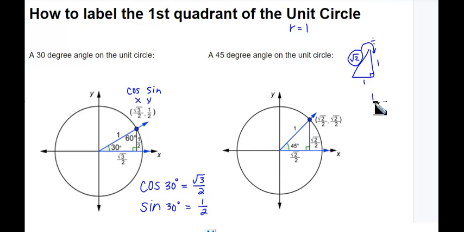If I take 1 and I divide by the square root of 2, I have an improper fraction. I cannot have a radical in the denominator. So I'll rationalize by multiplying the denominator and the numerator by the square root of 2. That gives me square root of 2 over 2. Both sides of the 45, 45, 90 triangle are equal to each other. So both sides are square root of 2 over 2. That means that my coordinate is the same for both the cosine and the sine.